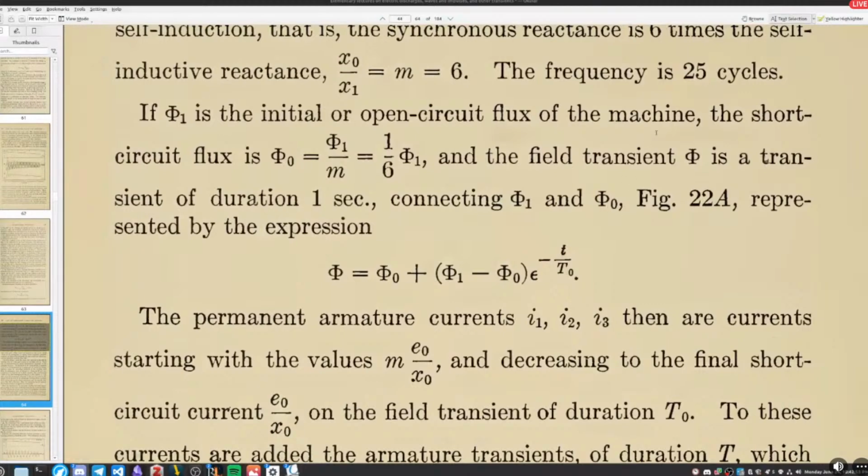If phi1 is the initial or open circuit flux of the machine, the short circuit flux is phi0 equaling phi1 over m, which equals 1 over 6 times phi1. And the transient phi is a transient of duration 1 second, connecting phi1 and phi0, figure 22a, represented by the expression phi equals phi0 plus (phi1 minus phi0) times epsilon to the power of negative t over capital T0.